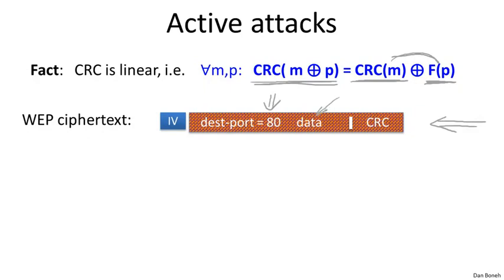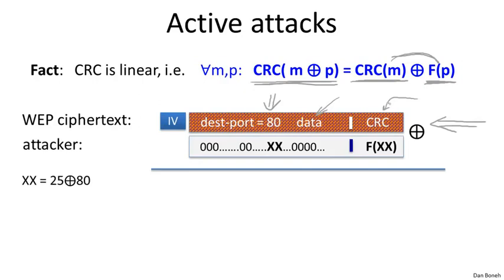Recall that the CRC checksum is there to make sure that exactly the attacker cannot change data inside of the ciphertext. But I want to show you that in fact it's really easy to modify data in the ciphertext, and the CRC basically provides no security against tampering at all. So let's see how to do it. What the attacker would do is XOR a certain value XX into the bytes that represent the 80 in the ciphertext.